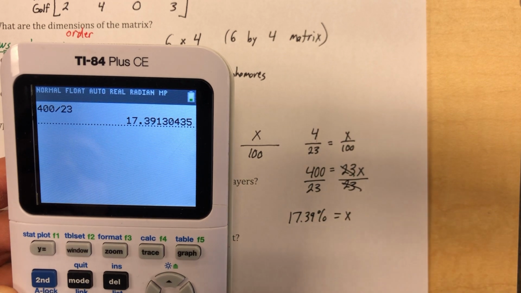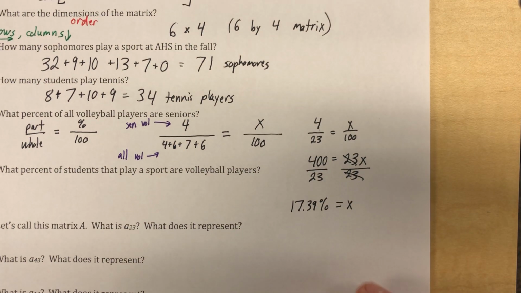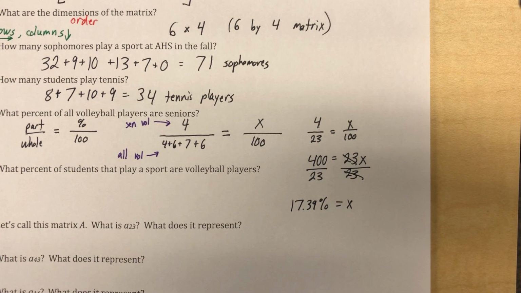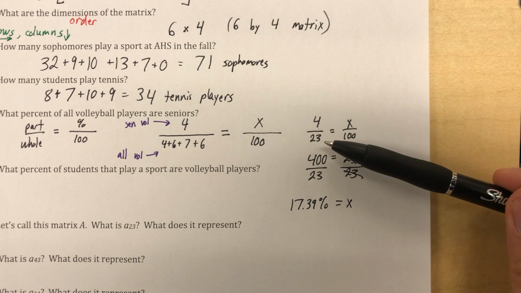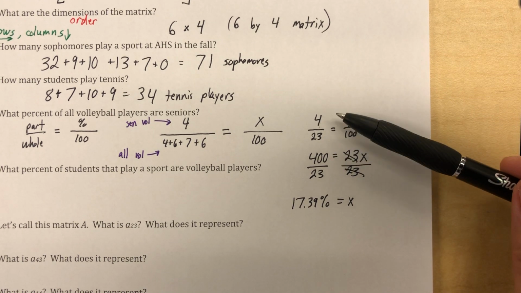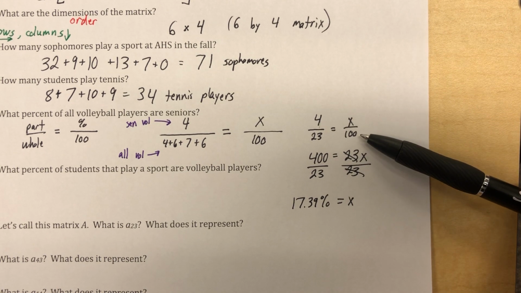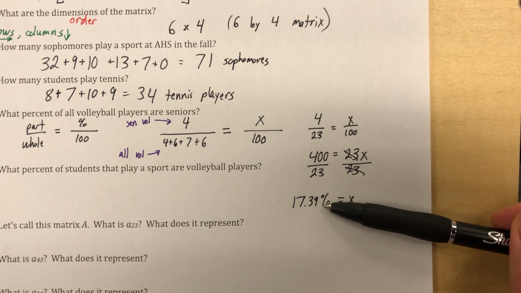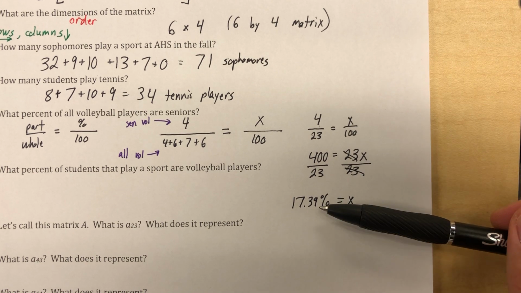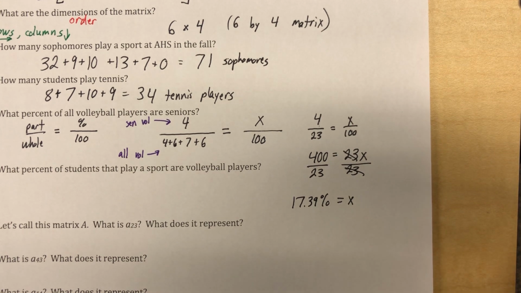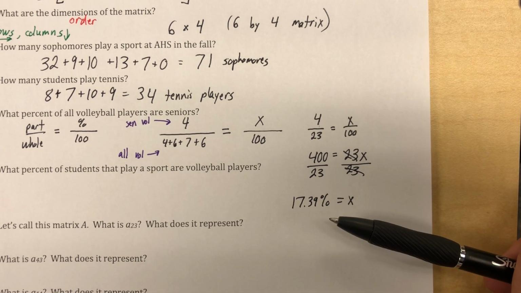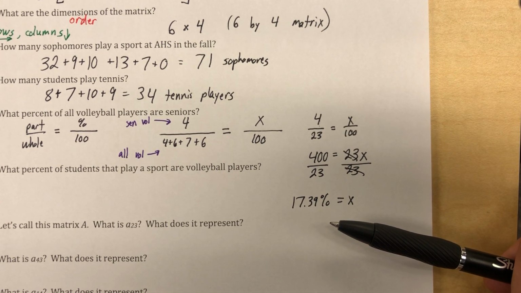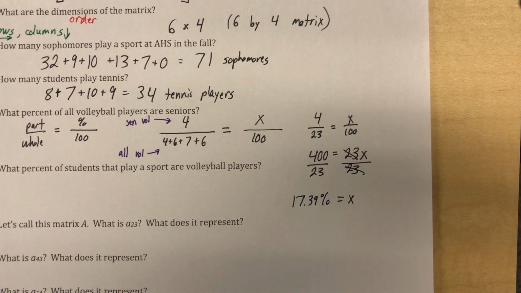17.39%. So you walk up to the volleyball coach and you say, what percent of all volleyball players are seniors? And that volleyball coach would say, well, I have 4 seniors, I have 23 total, and if we were to treat that as if it was something over 100, it'd really be like 17 out of 100. If there were 100 volleyball players, about 17 of them would be seniors. Now, you can't have 17.39 seniors, but we rounded.